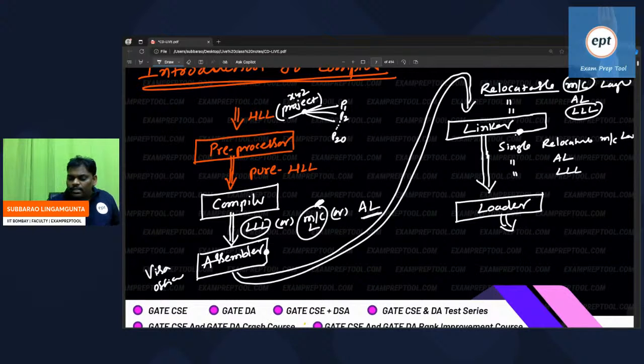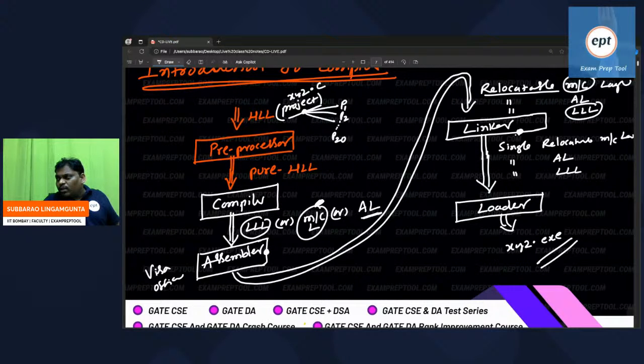Now listen. This program is xyz.c, right? If it is a C compiler, xyz.c, right? Then after loading is over, now your program becomes xyz.exe, executable. Now I can say executable file. Now your program is there in the main memory.